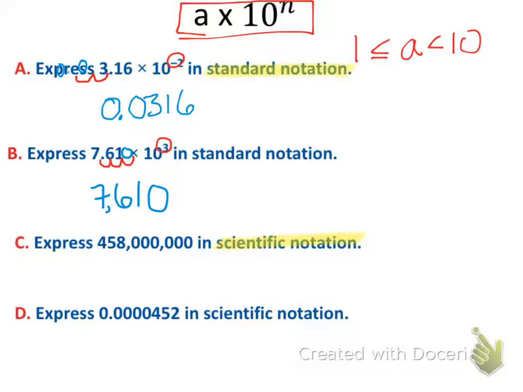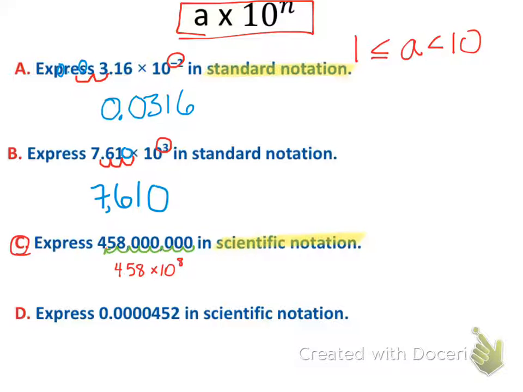So where am I going to put my decimal in this number in letter C? 458 million. So I want to put my decimal between the 4 and the 5. Why? Well, because now I have the number 4.58. And that's 4.58 times 10 to what power? Well, the decimal was originally at the end here, and I moved it 1, 2, 3, 4, 5, 6, 7, 8 places. So that's to the 8th power.